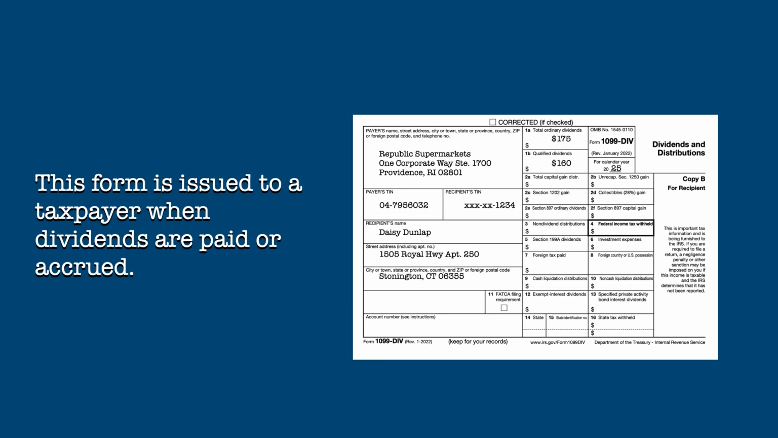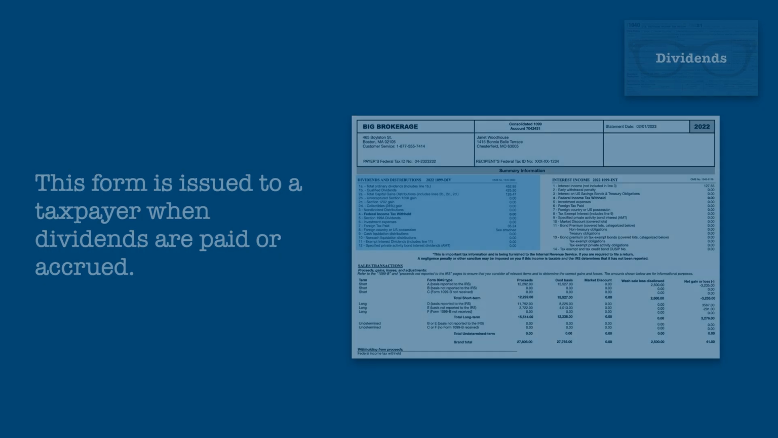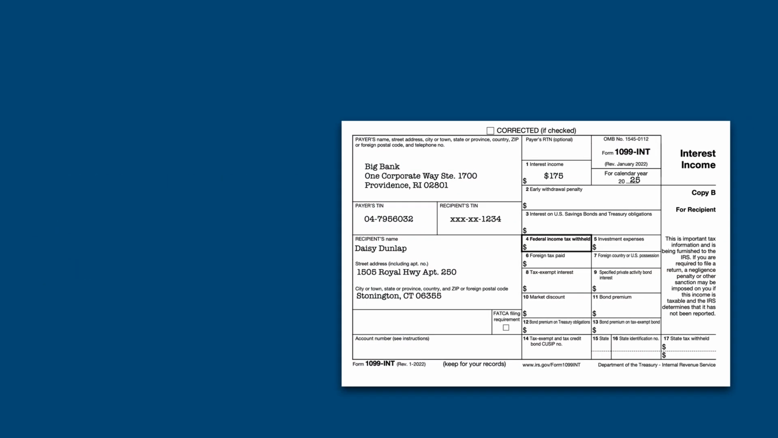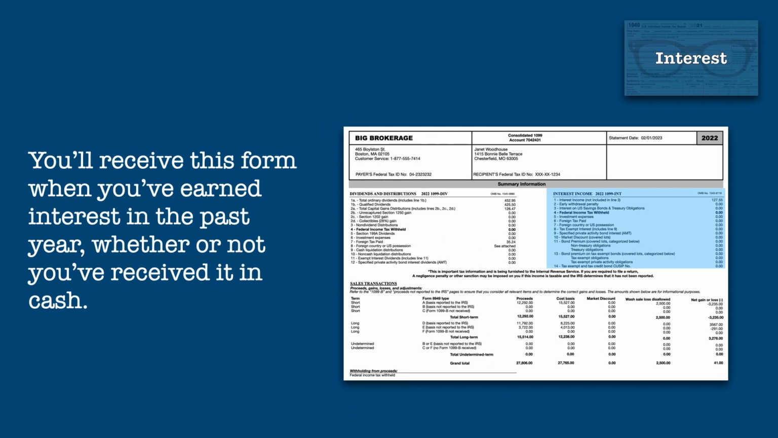Form 1099-DIV, Dividends. This form is issued to a taxpayer when dividends are paid or accrued, but again, you'll usually see the information given as part of a brokerage statement. Form 1099-INT, Interest. You'll receive this form when you've earned interest in the past year, whether or not you've received the interest in cash. These forms are usually issued directly from banks, but you may also see this information on a brokerage statement as well.